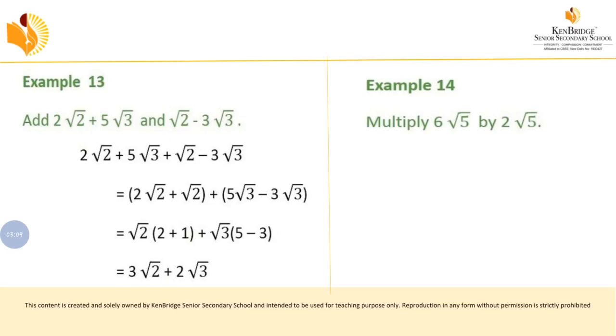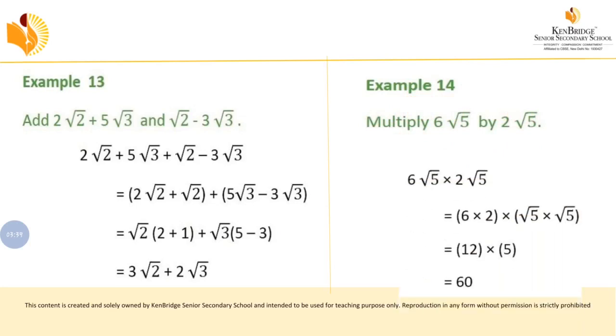Example 14. The question is, multiply 6 root 5 by 2 root 5. Here I have split the slide into 2, but when you are copying this in your notebook, please write in a linear way. After writing this, you should write this under it. So now example 14: multiply 6 root 5 by 2 root 5. So we are going to multiply 6 root 5 and 2 root 5. Let's see how to do it.